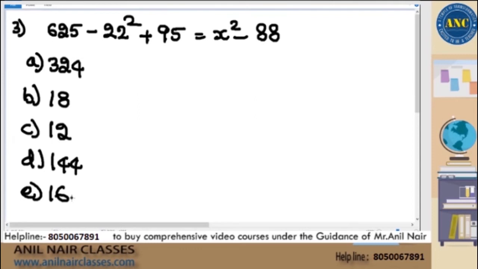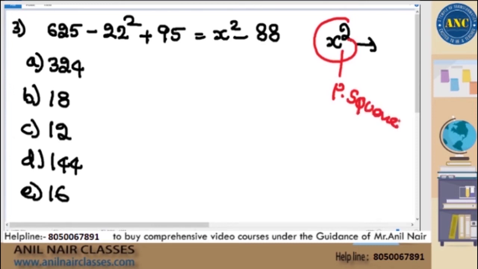625 minus 22 square plus 95 is x square minus 88. Find the value of x square. Stupid question it is. X square means a number multiplied by itself. It is a perfect square. A perfect square never ends with 2, 3, 7 or 8.